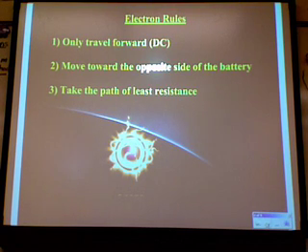Second rule. Why did the chicken cross the road? To get to the other side. Why did the electron travel through the circuit? To get to the other side. The goal of the electrons in that circuit is to get to the other side of the battery.